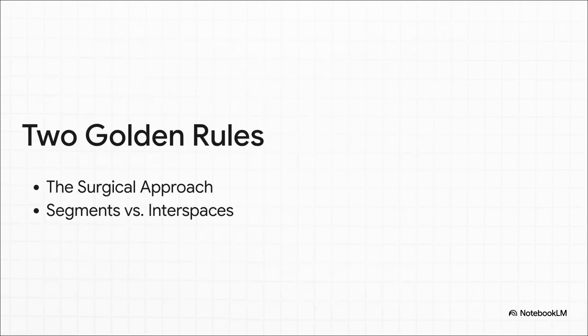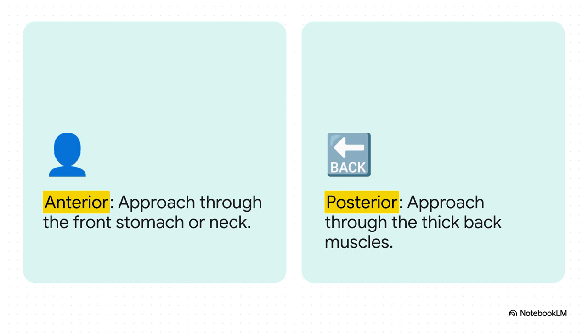Now, to code this accurately, you cannot just guess. You always have to find two critical pieces of information in the operative report. I call these the two golden rules of arthrodesis: the surgical approach, and tracking segments versus interspaces. Let's break these down. Rule number 1 is the approach. How did the surgeon get to the spine? The CPT codes change completely depending on this. An anterior approach means they went through the front, literally making an incision in the stomach or neck and carefully moving organs aside to reach the front of the spine. A posterior approach means they went through the back, cutting through the thick back muscles. You've got to spot this detail right away.